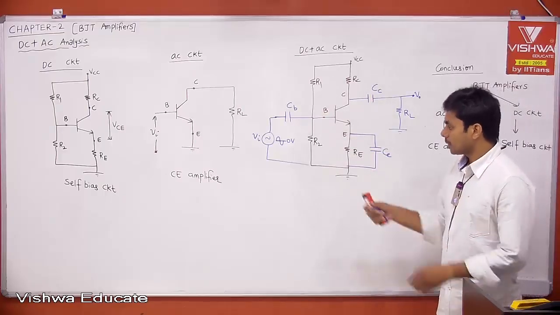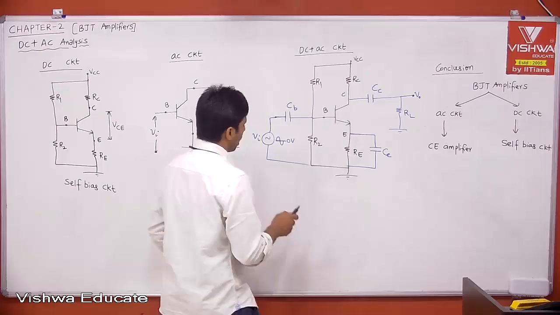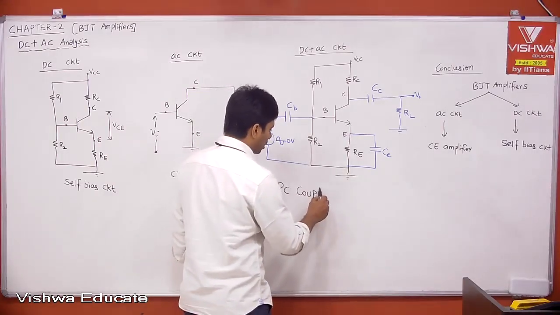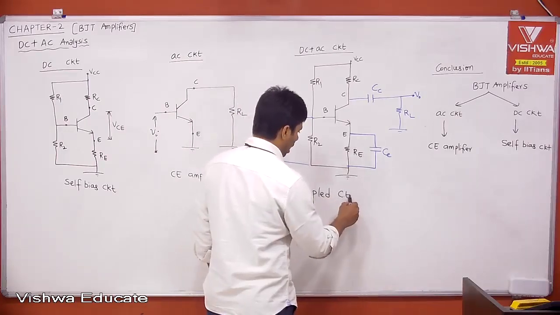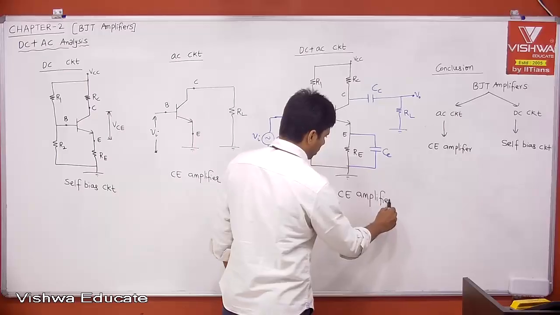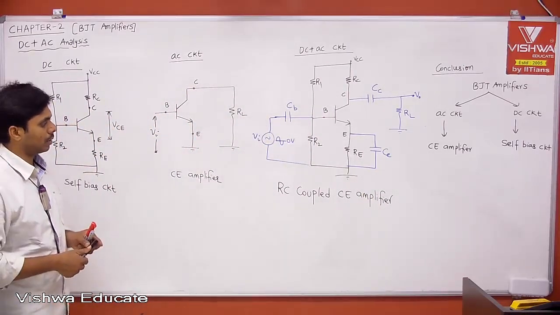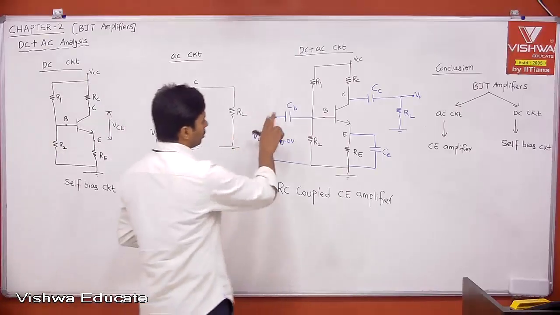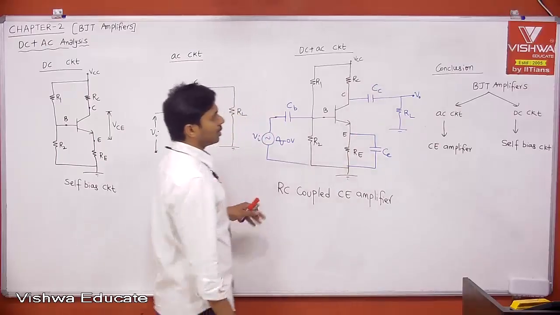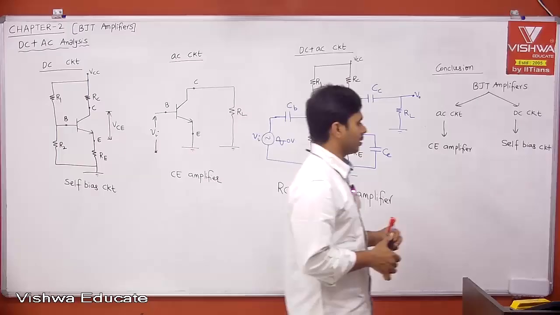If you ask me what is the name of the circuit, this is what people call the RC coupled CE amplifier. We are coupling through capacitor. Here also coupled, here also coupled. Therefore, we are coupling through capacitor: RC coupled CE amplifier.